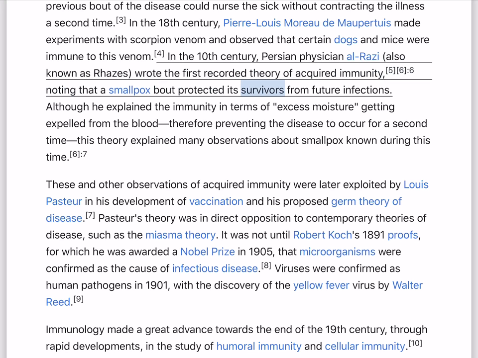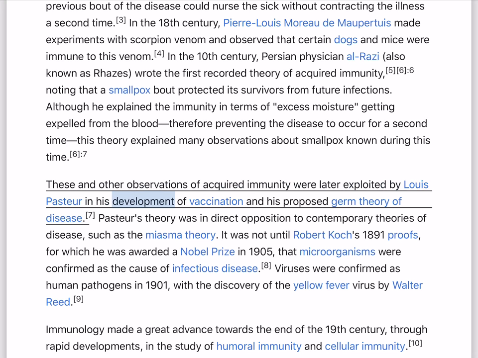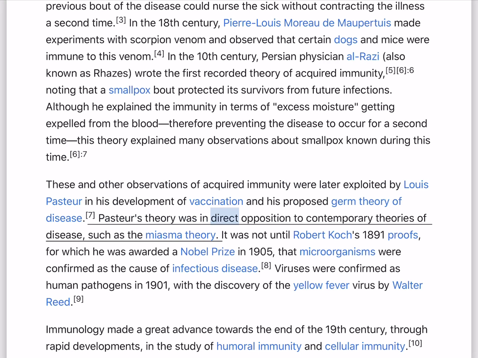Although he explained the immunity in terms of excess moisture getting expelled from the blood, therefore preventing the disease from occurring a second time, this theory explained many observations about smallpox known during this time. These and other observations of acquired immunity were later exploited by Louis Pasteur in his development of vaccination and his proposed germ theory of disease. Pasteur's theory was in direct opposition to contemporary theories of disease, such as the miasma theory.